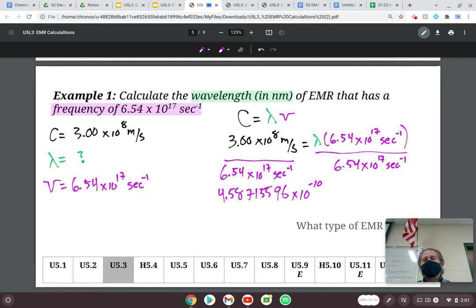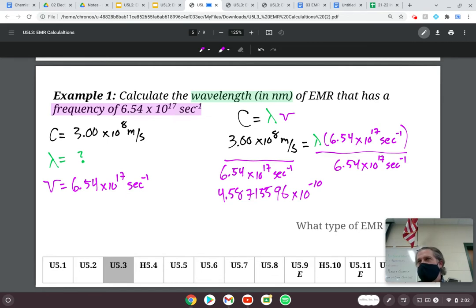So I got 4.587155596 times 10 to the minus 10. If you got the same number, but times 10 to the minus 26 or 25 or something like that, it means you put this in the calculator incorrectly. Okay?